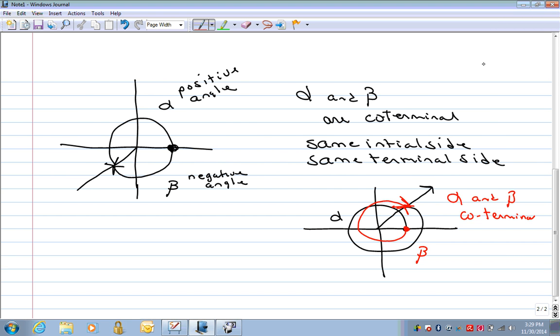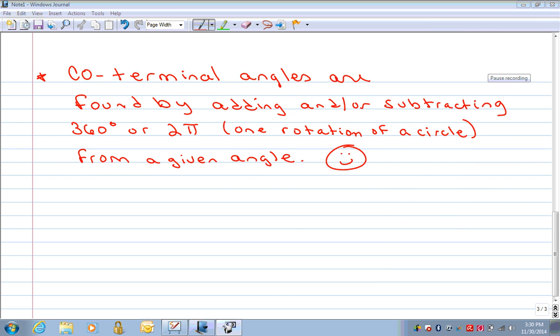Okay, coterminal angles are found by adding or subtracting 360 degrees or 2 pi, which both of those are one full rotation of a circle, from a given angle. So it's very important, if you're asked to find the coterminal angle, you can add or subtract 360 degrees or multiples of 360 degrees, or 2 pi if you're given radians, or multiples of 2 pi, to get a coterminal angle. Okay, that's very important.